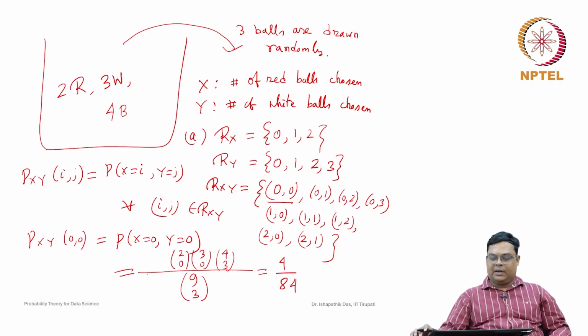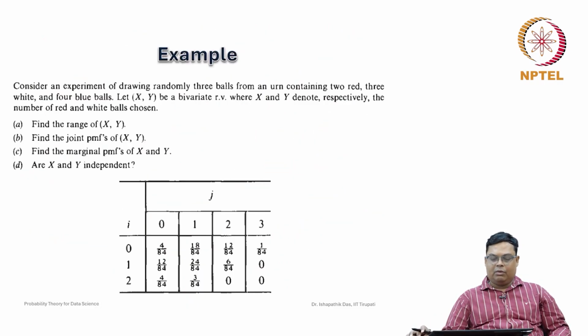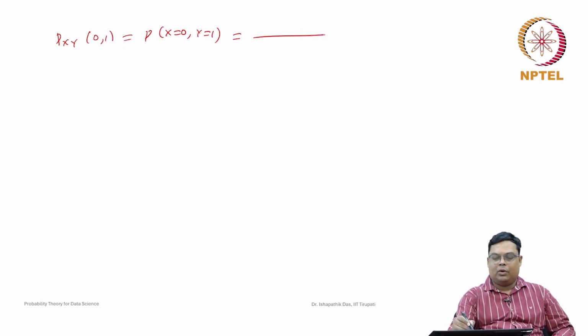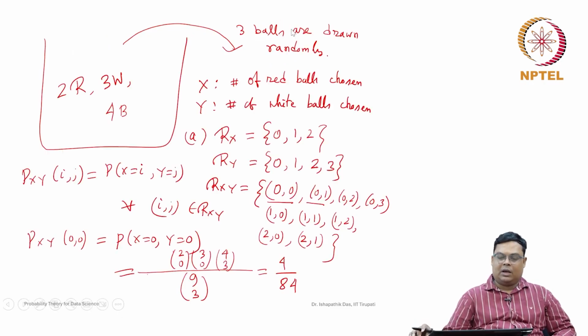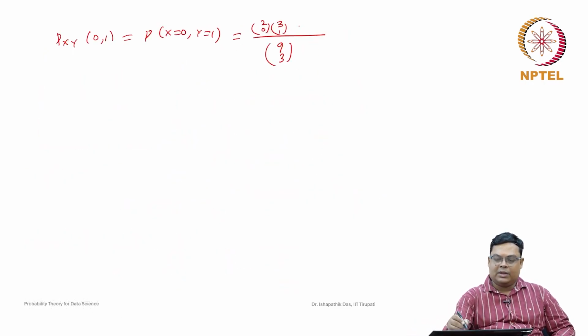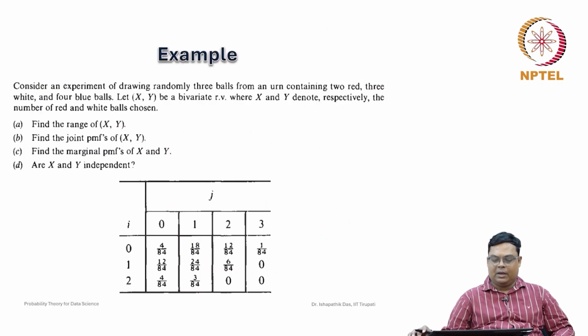Similarly, you can find other values. Let us consider (0, 1). This is nothing but p_XY(0, 1), the probability that X is equal to 0, Y is equal to 1. So, the total possibility is 9C3, the number of red balls is 0, 2C0, the number of white balls is 1, 3C1, and then from the remaining 4 we select 2, 4C2. That is the possibility.